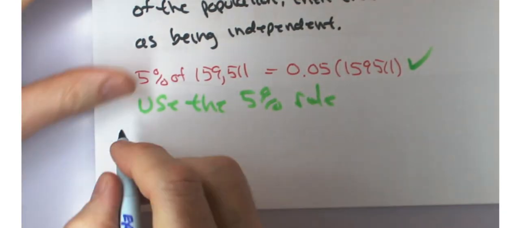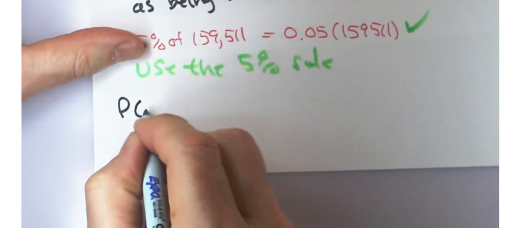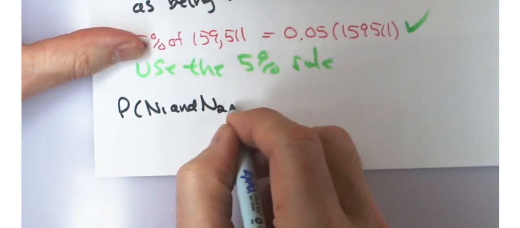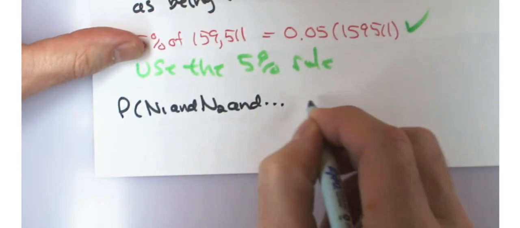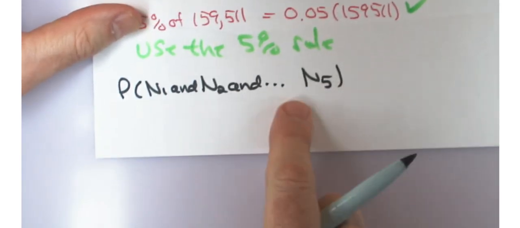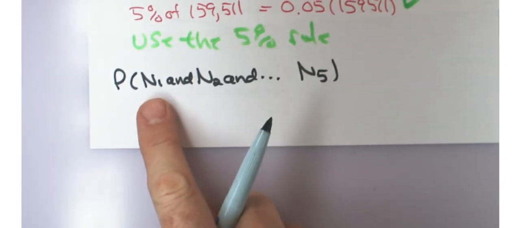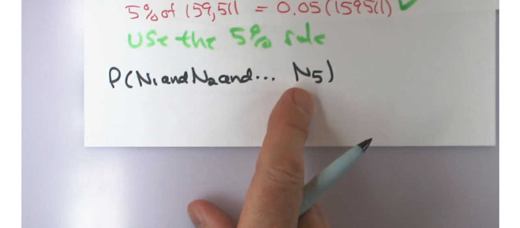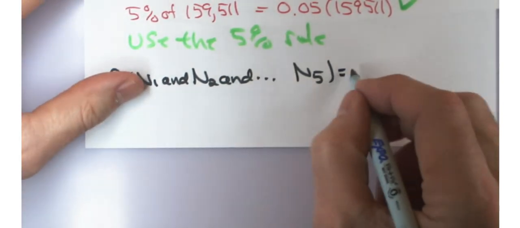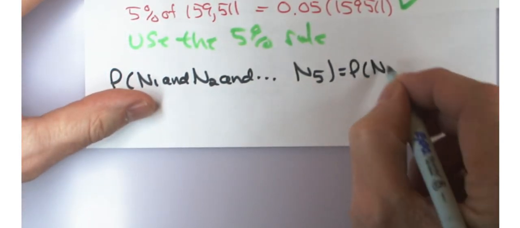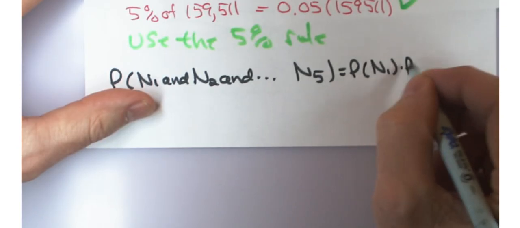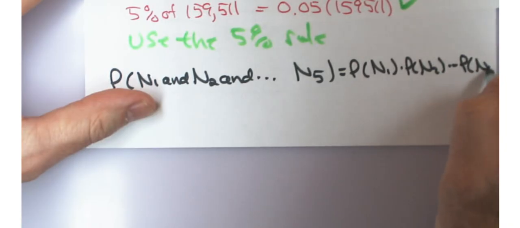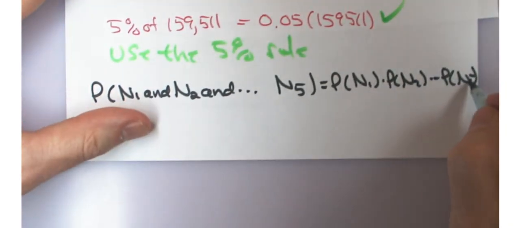So that's going to mean P of N1 and N2 all the way down to N5. And by this I mean you're drawing out the first person who watches Netflix primarily, the second person, and all the way down to the fifth person. That probability is going to be calculated as the probability of N1 times the probability of N2 all the way down to the probability of N5. And that 5 didn't show up too well here. My bad.